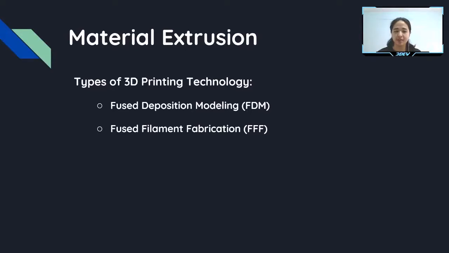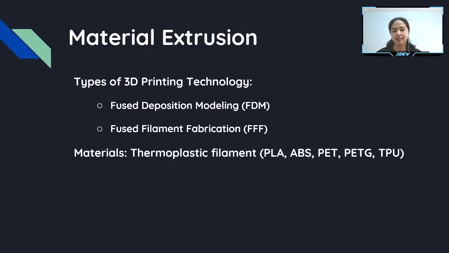First of all, material extrusion. The type of technology that is used for this material extrusion is very commonly known as fused deposition modeling, which is the FDM printer, or it is also called FFF, which is the triple F, fused filament fabrication. Next is the materials. The materials used for this material extrusion are the thermoplastic filaments that you can find, like ABS, PLA, PETG, TPU, and PET.